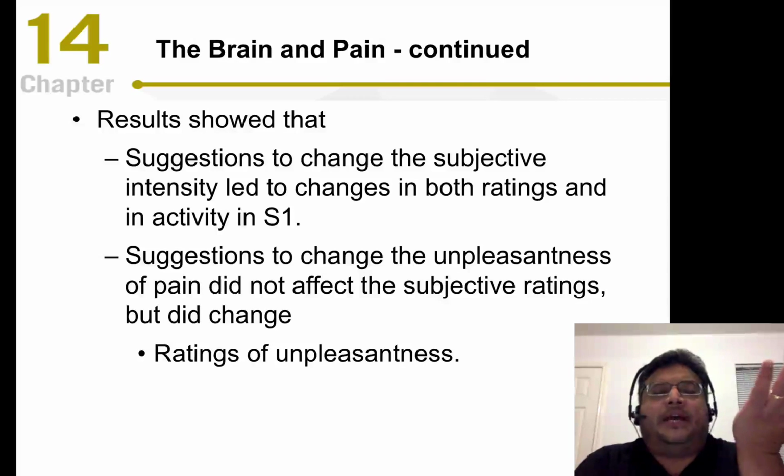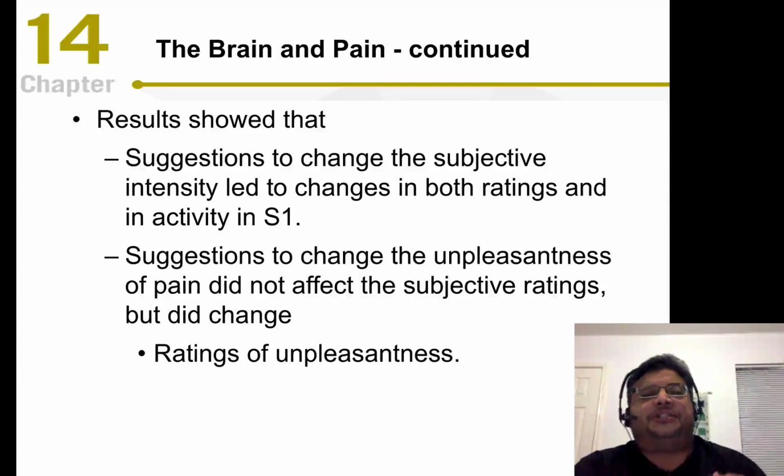When they were hypnotized, the suggestions to change the subjective intensity led to changes in the ratings and the activity. So, in other words, when the subjects were told that the water's really, really getting hotter and hotter and hotter, they rated the water as hotter and hotter and hotter, and also they saw corresponding activity in area S1.